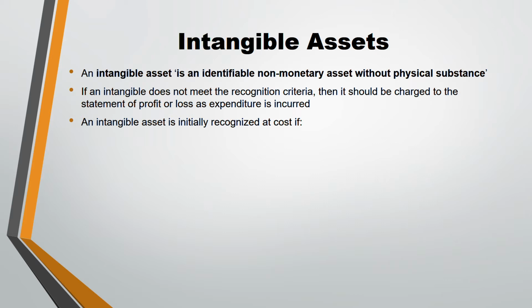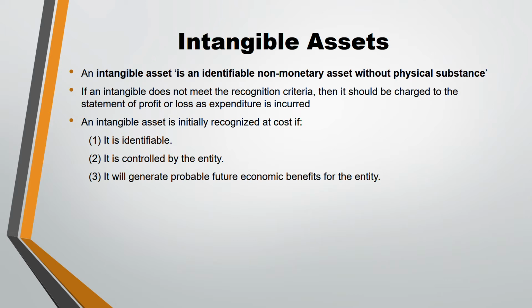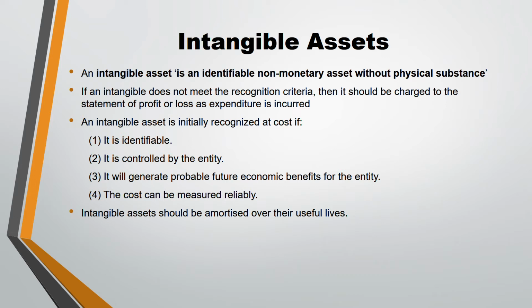But only if these four conditions are met. What are the conditions? Number one, it has to be identifiable. Number two, it has to be controlled by the entity. Number three, it has to generate future economic benefit. Number four, cost has to be measured reliably. If these four conditions are satisfied, you have to recognize it at cost initially. And after you have recognized it, because it's an intangible asset, you have to amortize it over its useful life.